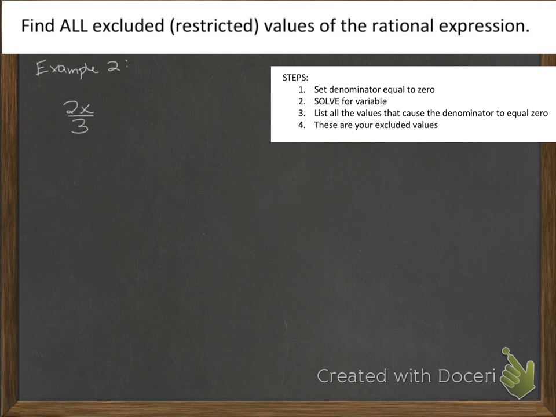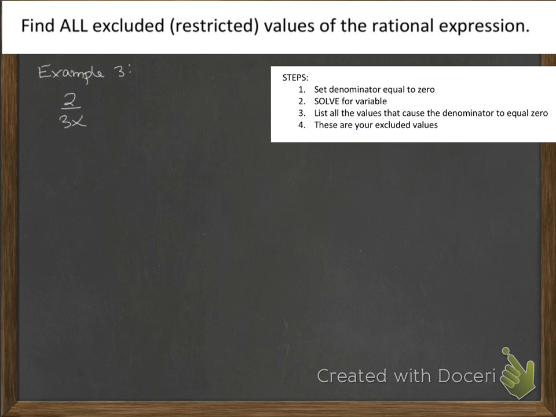Okay, so then example 2, we have 2x over 3. So again, we're still just looking at the denominator, because the numerator can be 0. We can have 0 divided by 3, that's fine. The only problem is that we can't divide by 0. So again, if I look at 3, well, when is 3 equal to 0? Well, 3 is just a number. 3 is always 3. 3 is never going to be 0. So again, I have no excluded values or no restrictions. So as long as my denominator is a constant, as long as there are no variables in the denominator, I have no excluded or restricted values.